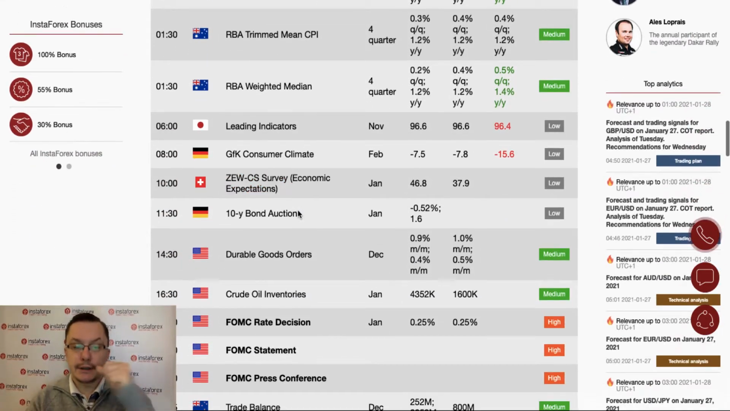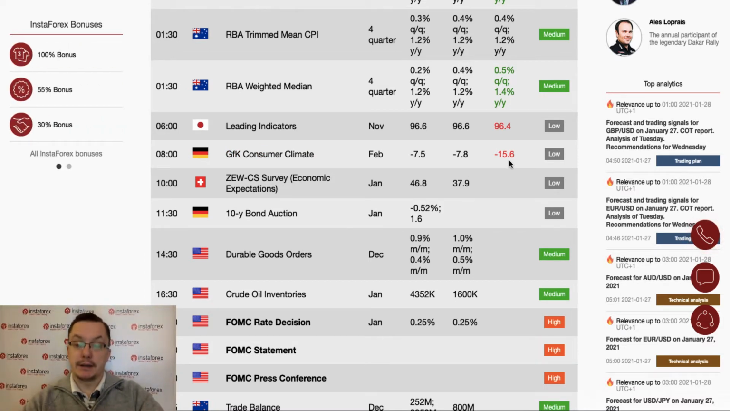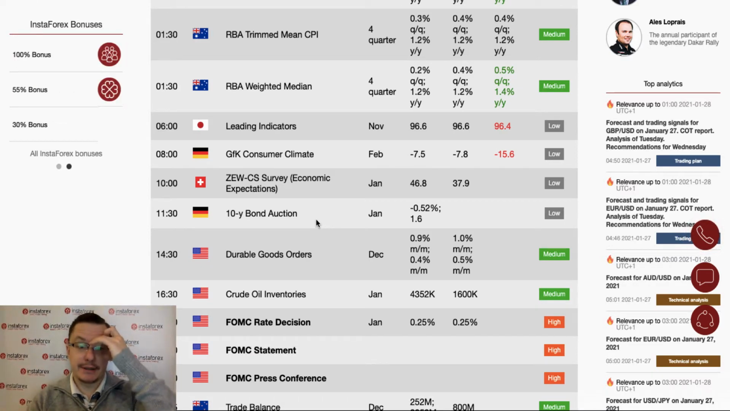During the London session, we got the GfK consumer climate data from Germany. As you can see, it was worse than expected, like twice as bad. So the consumer climate in Germany is getting lower, is decreasing, and that's everything for the London session basically.